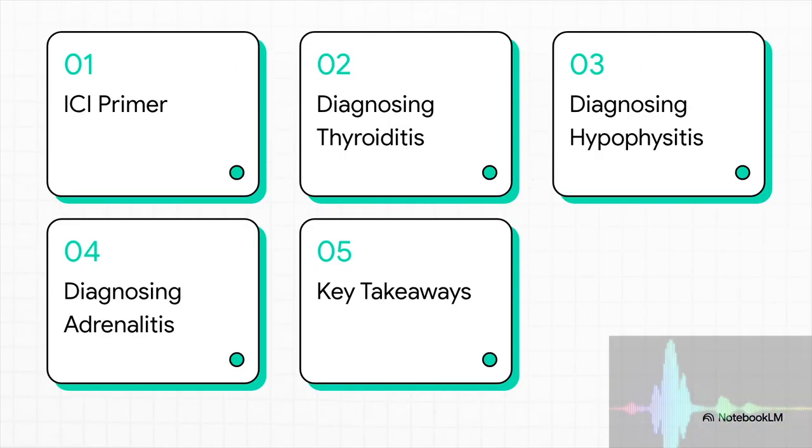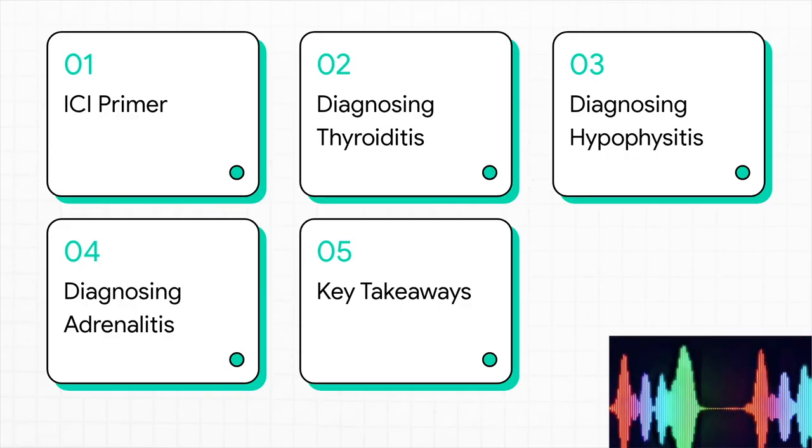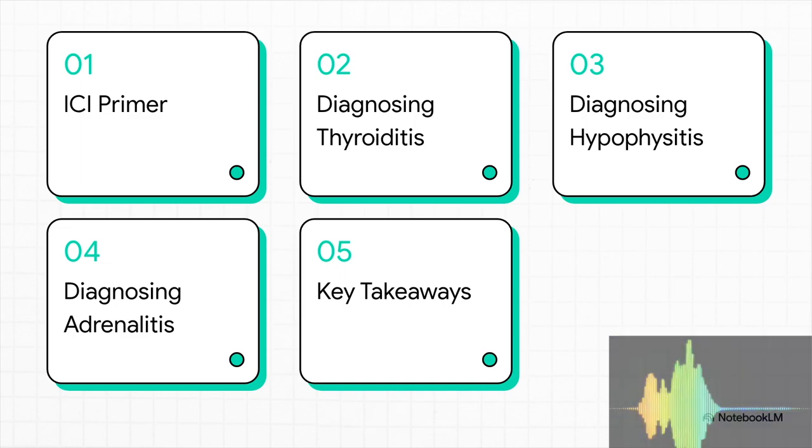So here's our roadmap. We're going to start with a quick primer on how these drugs actually work. Then we'll walk through the diagnosis for the big three events, that's thyroiditis, hypophysitis, and adrenalitis. And then we'll wrap it all up with the key takeaways you can actually use in your practice.